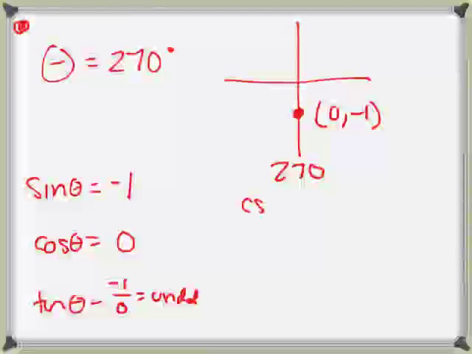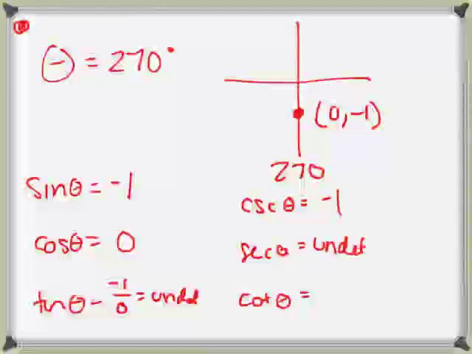For the other 3, we take the reciprocals of the first 3. When I flip over a negative 1, it will still be negative 1. When I flip over a 0, it becomes undefined. And when I flip over an undefined, it becomes 0. Questions?